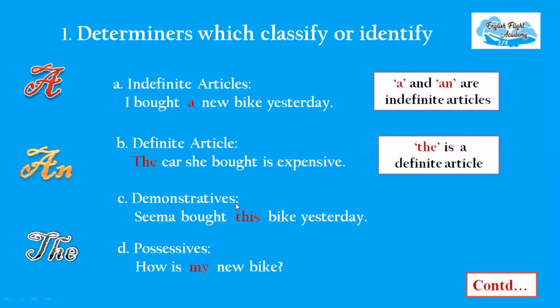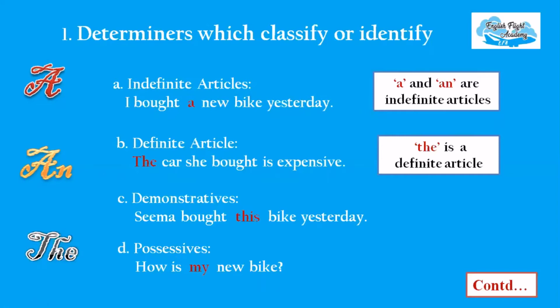The third one is demonstrative. Demonstrative adjective. Seema bought this bike yesterday. The one I'm showing you, right? This bike, the one I'm showing you. The last one is possessive. Possessive determiner or possessive adjective. How's my new bike? The one that belongs to me, my new bike. So, possessive adjective.